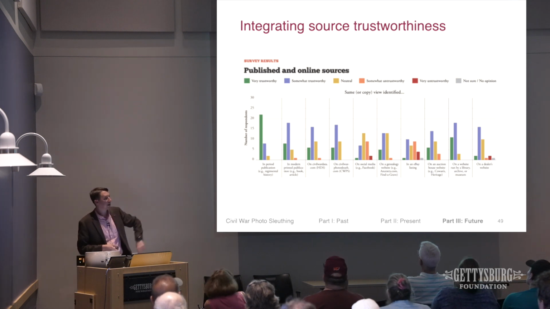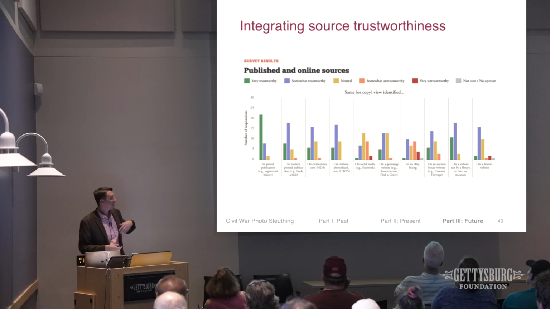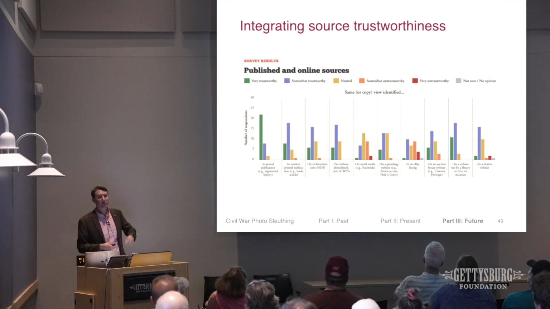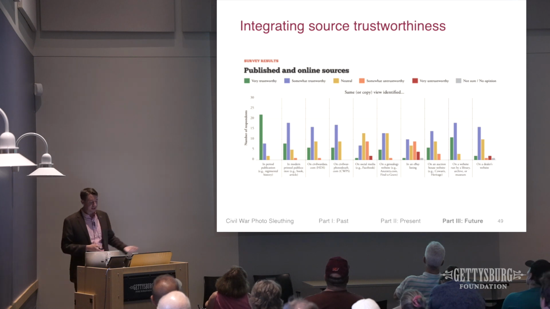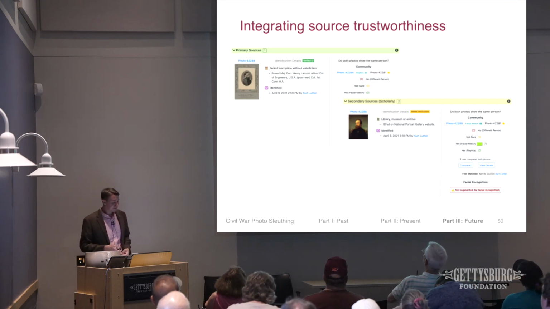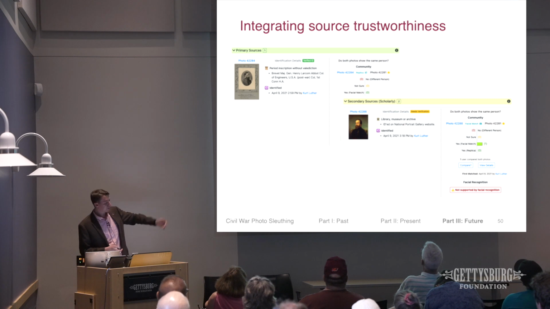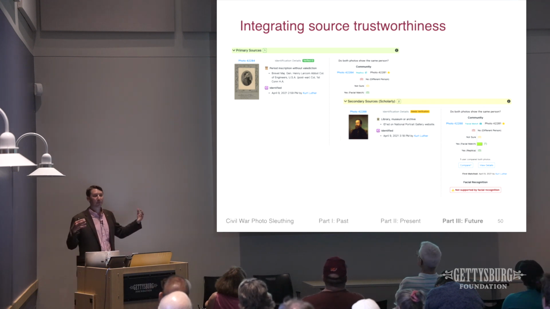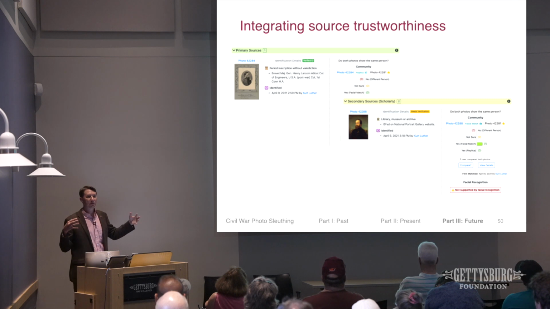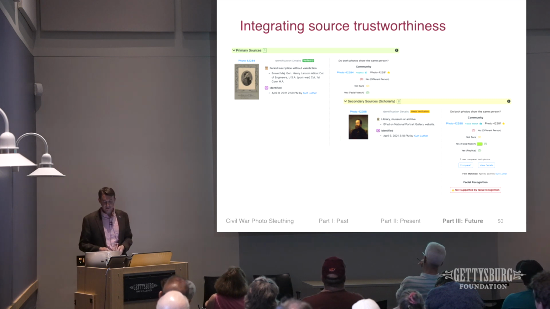We did a survey of the Civil War photo community to get some hard data on those different sources and which ones are considered more or less reliable. We're building that into the tool now. So we consider things like a period inscription to be a primary source. We consider something that's in a library or a museum or in a book to be a secondary source, and that helps people weigh these different, maybe even conflicting, pieces of information.